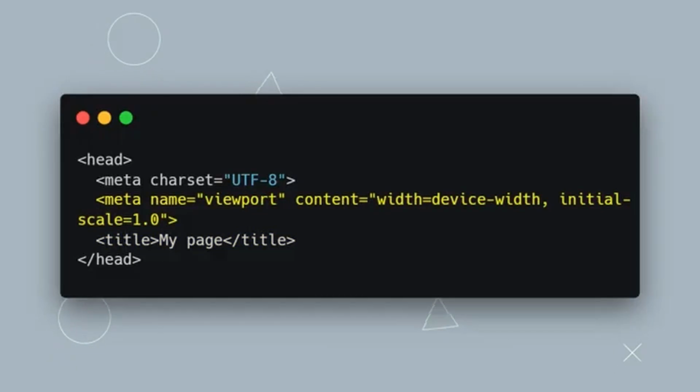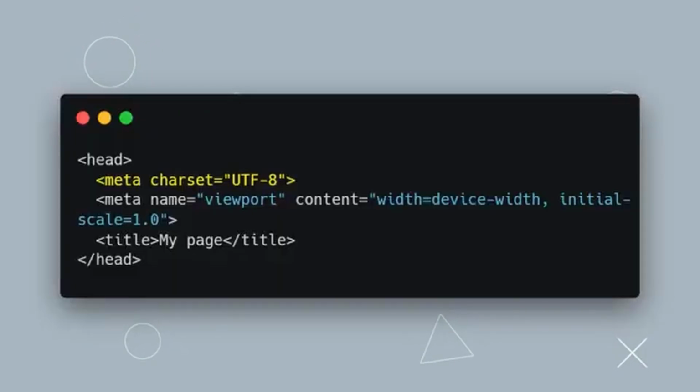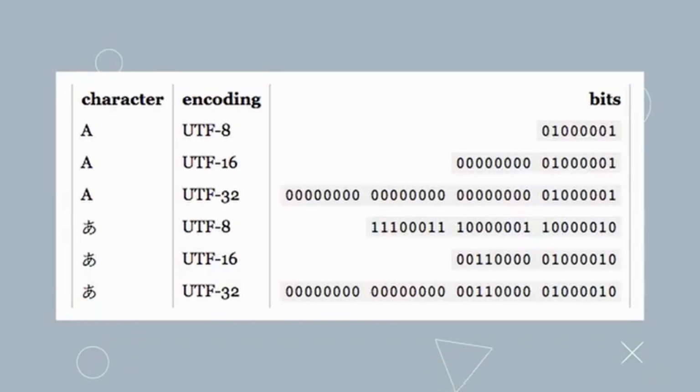Meta name viewport makes the page responsive for mobile. So this is basically important to make the website look good on pretty much all devices. Meta charset UTF-8 tells the browser to use UTF-8 character encoding, which supports most languages and symbols.